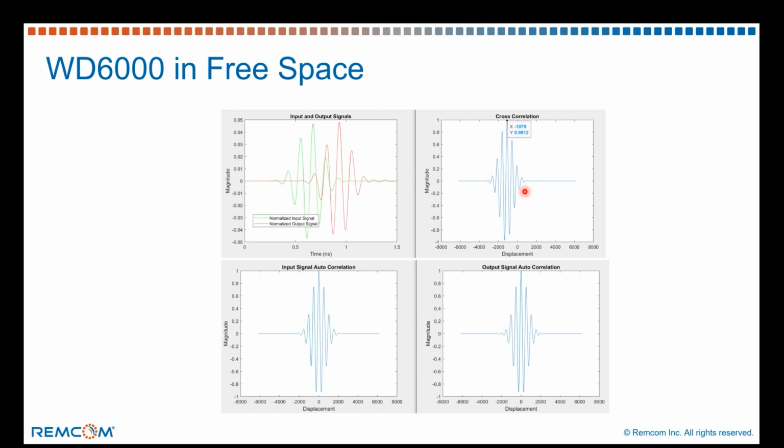So then whenever we plug in the cross correlation and look at the output signal correlated to the input signal, we're seeing 0.99. So again, very good correlation for this WD 6000 antenna. And the displacement is off, which just means that we had to move this output signal down roughly a quarter nanosecond in order to get it to line up.